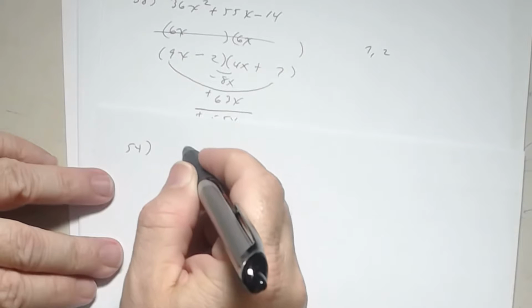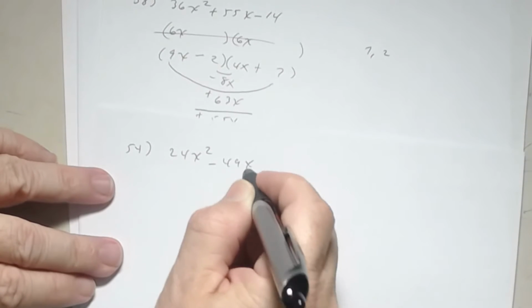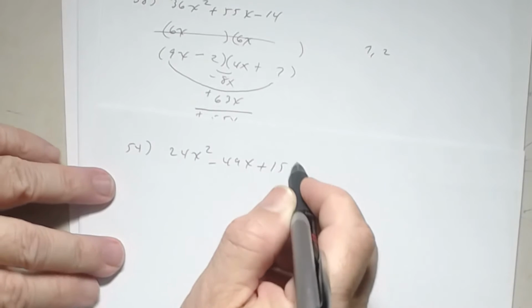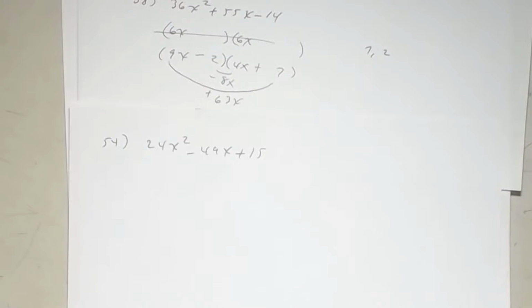Okay, in 54 you have 24x squared minus 49x plus 15. The GCF is 1, so two binomials.